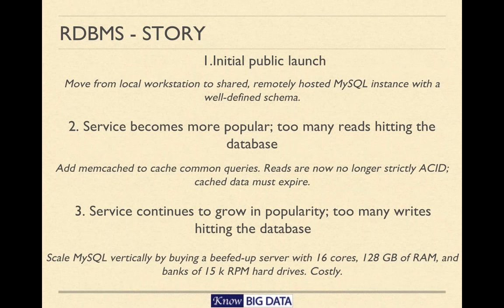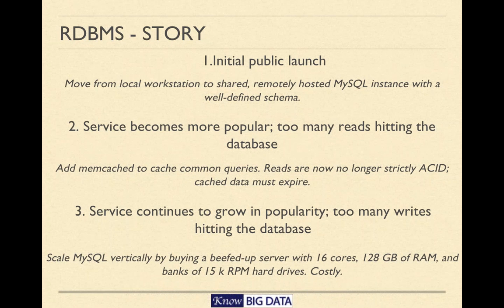Okay, so adding a memcached, which is one caching layer, is a very straightforward process. And the only downside of such an approach is your reads are no longer ACID. What does it mean by reads not being ACID?